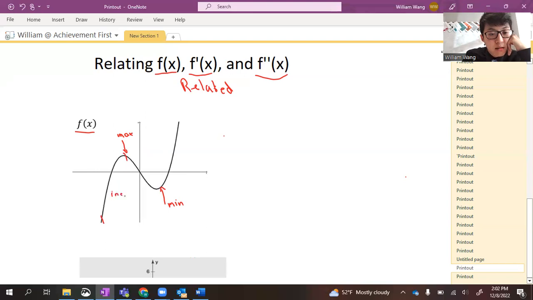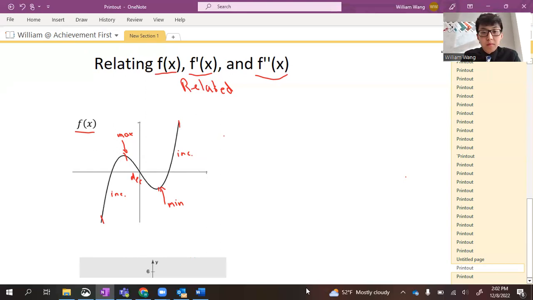Also, apologies, at times I may struggle with labeling this because I only have a mouse. I wanted to use my stylus, but I did not bring it. So increasing. This middle part here, you can see the function is decreasing, which literally means it's going down. And then this final section, you can see my function is increasing. These are all features of my graph f of x.